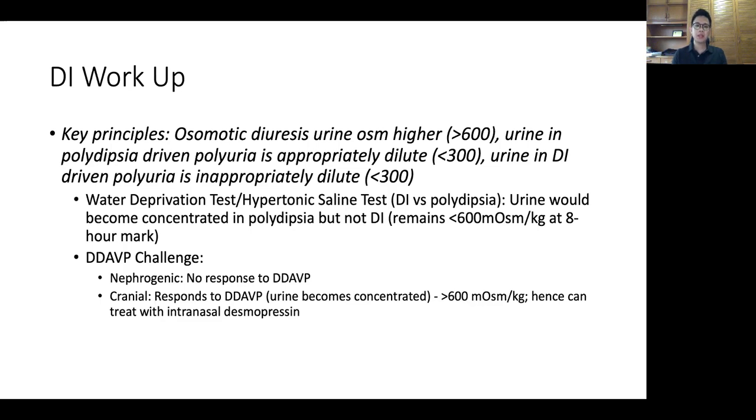Then subsequently there will be the DDAVP challenge that happens after the water deprivation. In nephrogenic DI, there is no response to the DDAVP because it is a problem with sensing and responding to ADH. Whereas in cranial DI, where it's a problem of production of ADH, you would expect the urine to become concentrated with the administration of DDAVP. And this process can help you differentiate between the two causes.